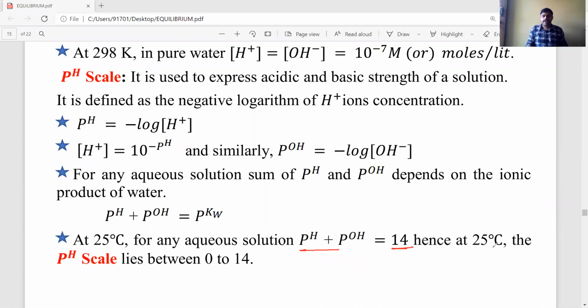Hence, at 25 degrees, the pH scale always lies between 0 to 14, minimum value and maximum value. Based on certain pH values, we can identify very easily whether the solution is in a neutral state, acidic or basic.